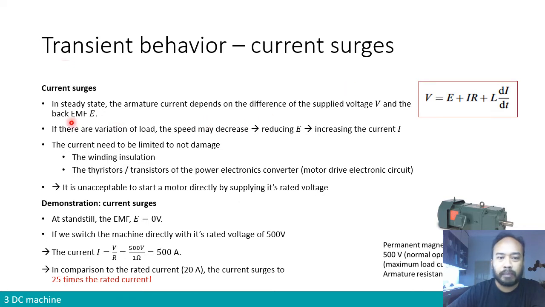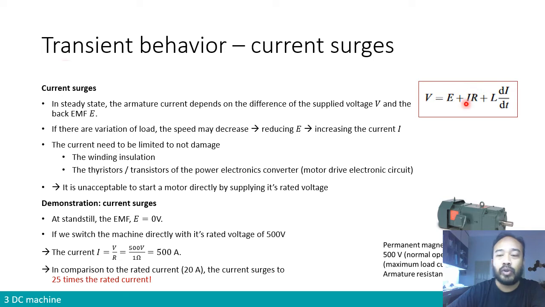So what's happening there? In steady state, we know that the armature current depends on the difference of the supplied voltage V and the back EMF E, right? In steady state, we don't have the L di/dt term, of course, but the armature current I, the product IR here, depends on the difference of V and E. Basically, if you are supplying a certain voltage but the rotational speed is not up to that voltage, then when comparing E and V, we have a smaller E than V, and the machine will pull a certain value of current, IR.